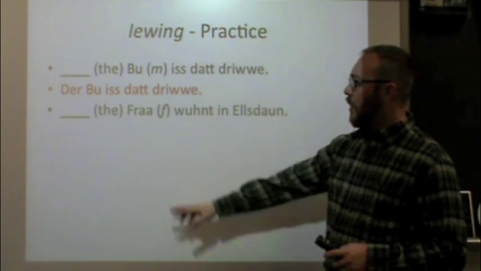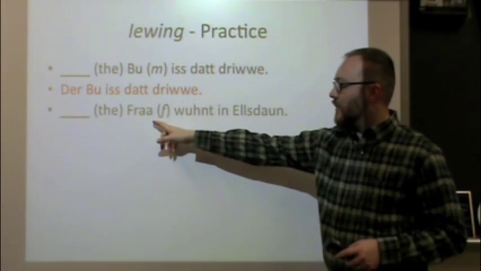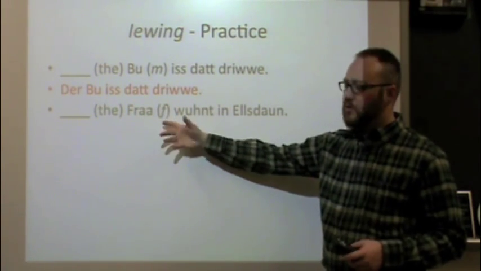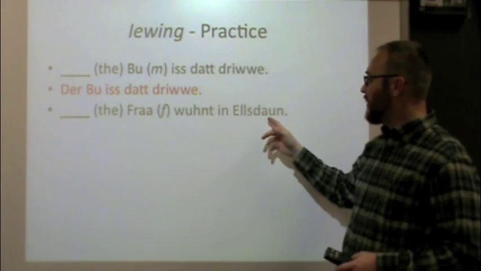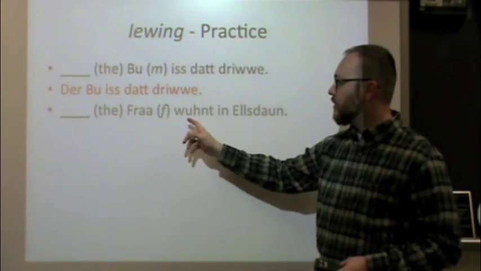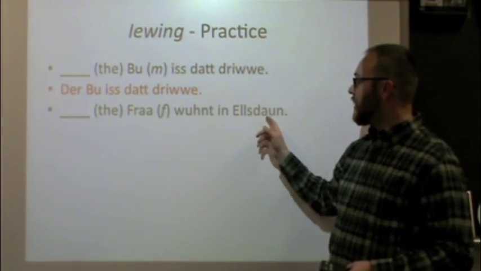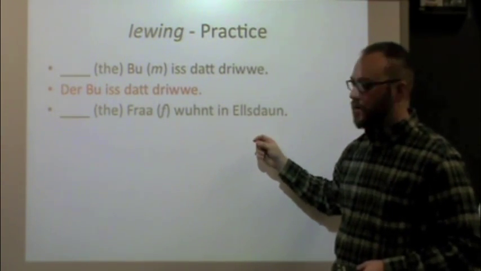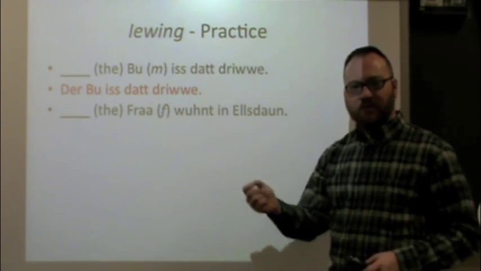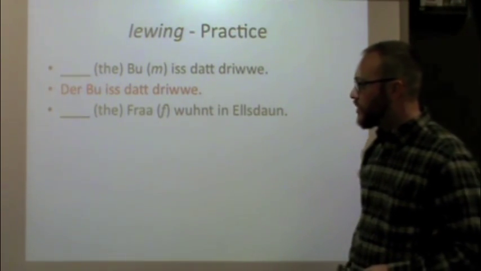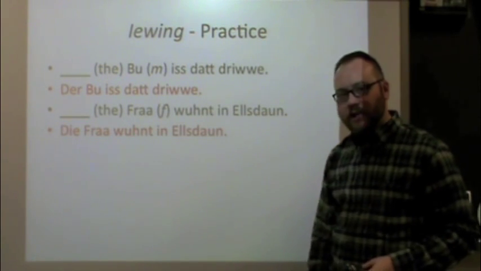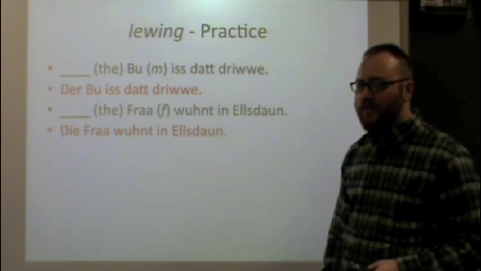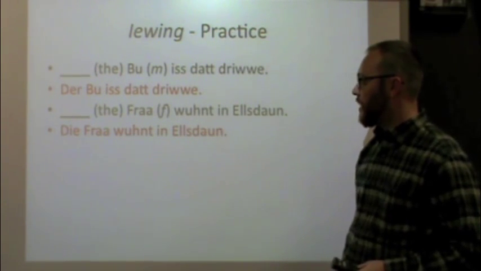What about this sentence? I want to again say the word the. This time I have the word Frau, which is a feminine noun, little f there, word for woman. Wohnt in Elstown. We want to say the woman lives in Elstown. Elstown is a common Pennsylvania Dutch form for the city of Allentown. So, what is the feminine form of the? Think back, check. Die. Die Frau wohnt in Elstown. Die Frau wohnt in Elstown.